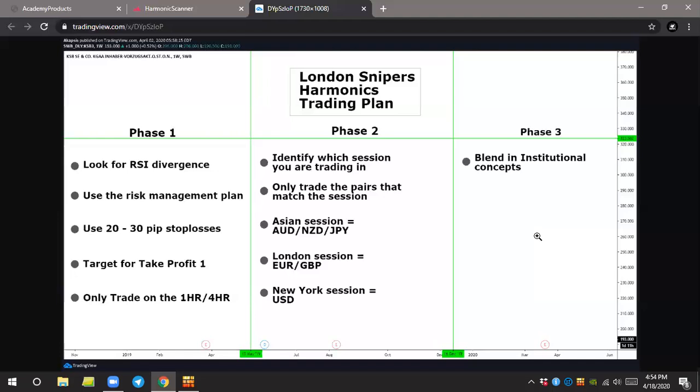So now in phase two, what we're going to be identifying is which session you are trading in, right? Second thing is we're only trading the pairs that match these sessions, okay? So Asian session, you're normally looking at AUD pairs, Australian dollars, NZD, New Zealand dollar, or Japanese yen, JPY. These are Asian session leading pairs. Okay. For London session, you're looking at Euro and GBPs, right? Then for New York sessions, you're looking at USD based pairs.